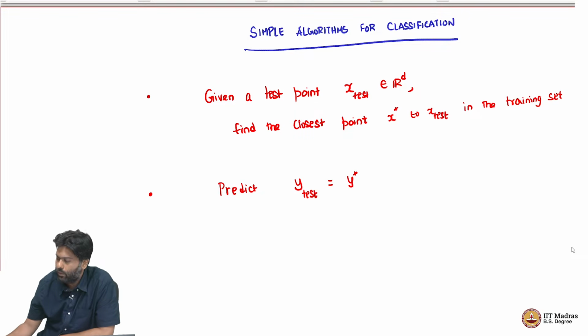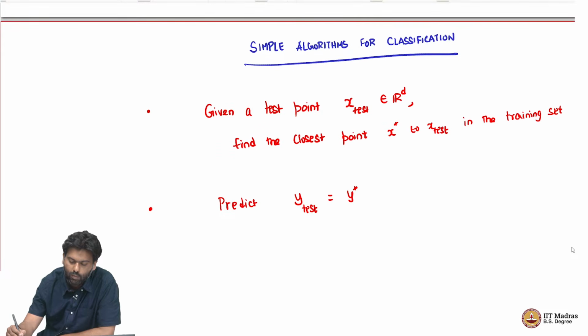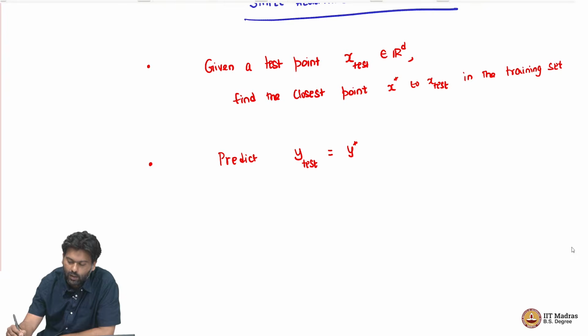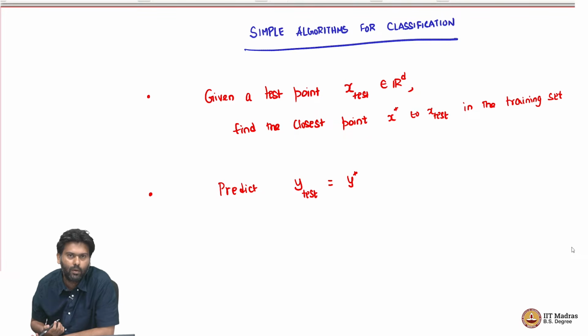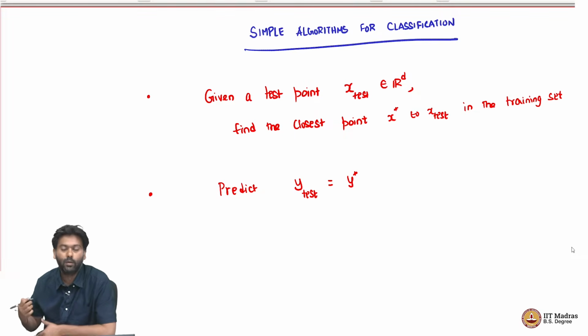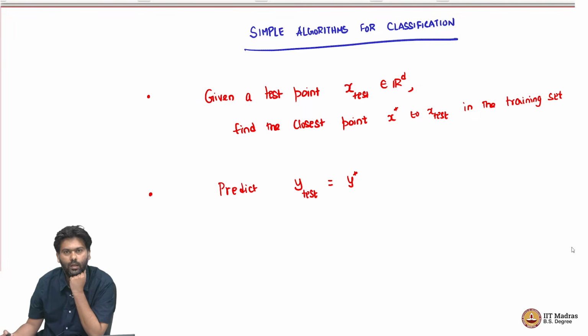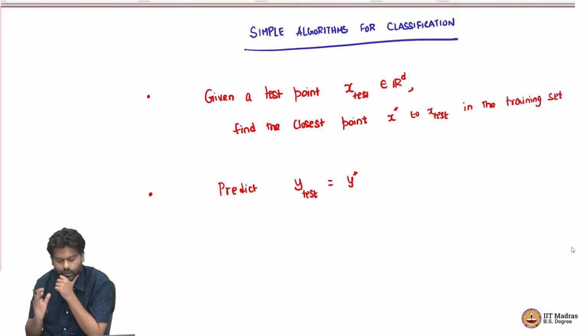Okay. So, this is the simplest algorithm. I mean, you don't know what the label is, you ask your neighbor, and then the neighbor says, hey, this is my label, and then you predict the same label for your point as well. Now, what might go wrong with this algorithm? So, is this a good algorithm?